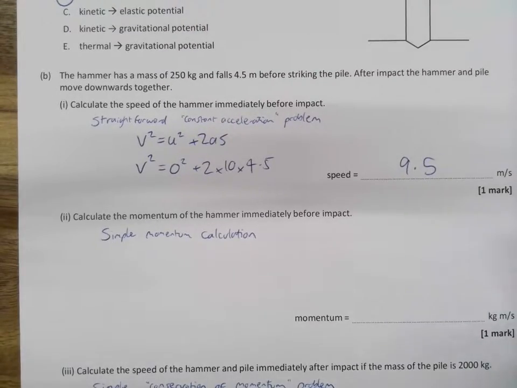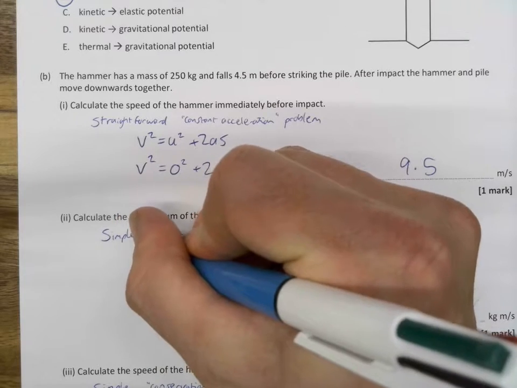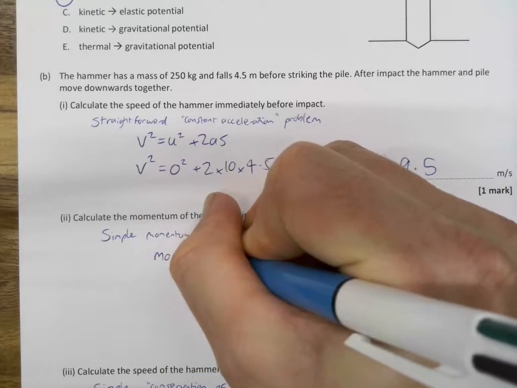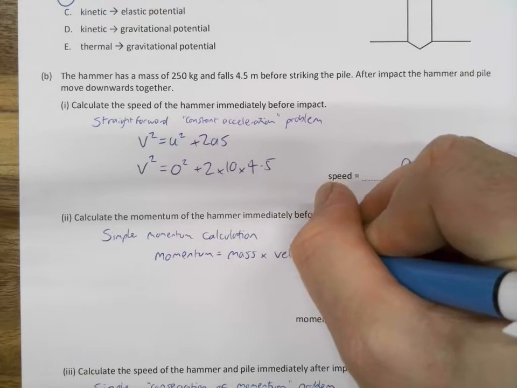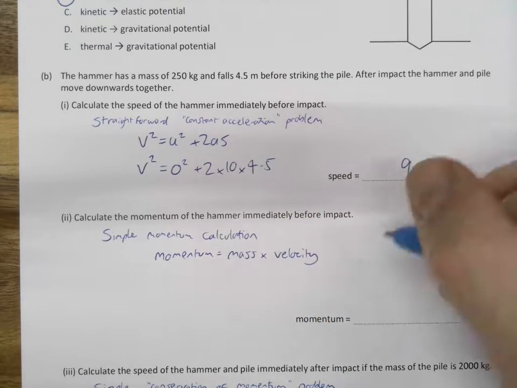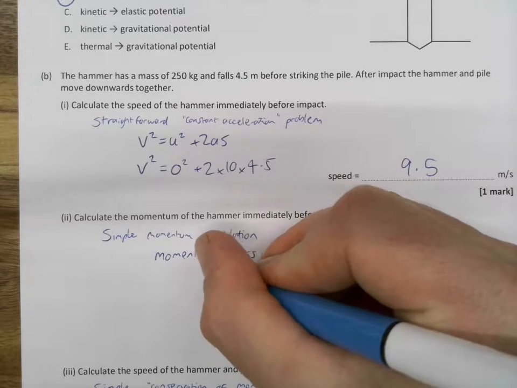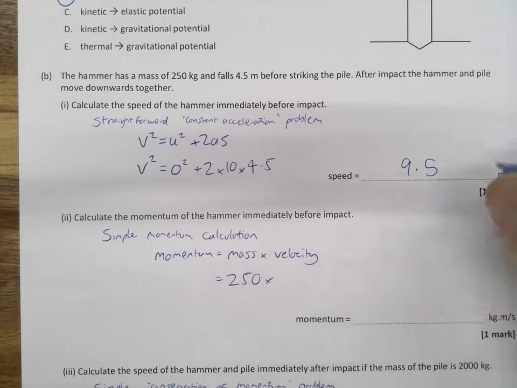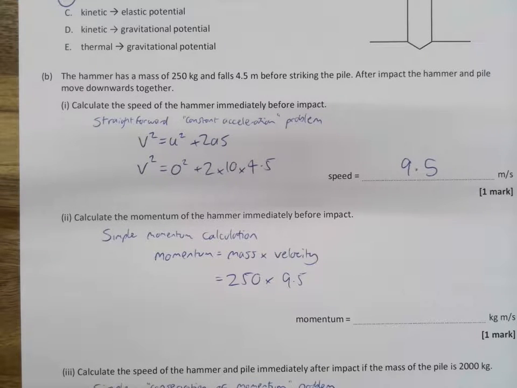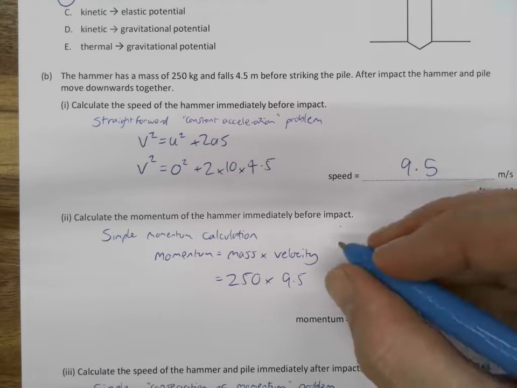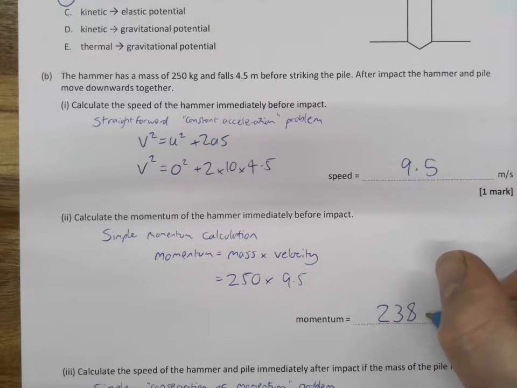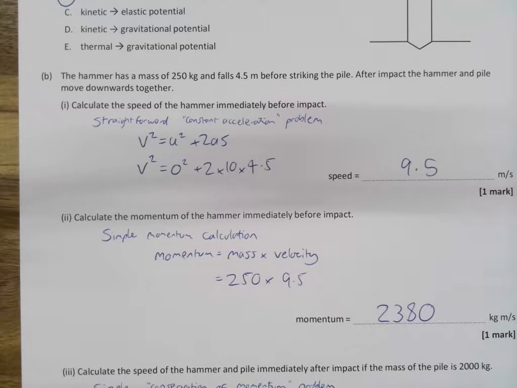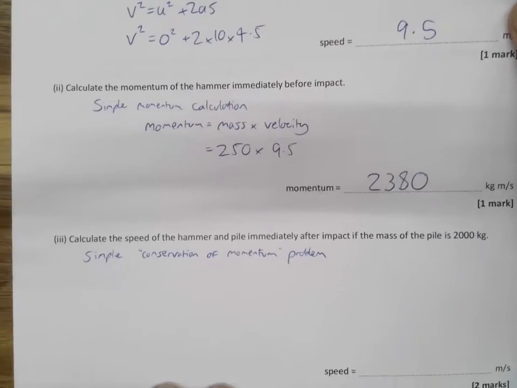Second part, it is a simple momentum calculation. You need to recall that momentum is mass multiplied by velocity. Now you've got the speed from the previous question, so you're just taking the mass of the object and multiplying it by the answer in the previous question. If I write it to 3 sig fig, I've got 2380 kilogram meters per second.